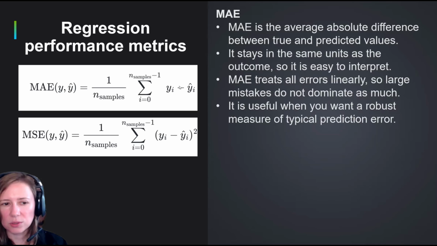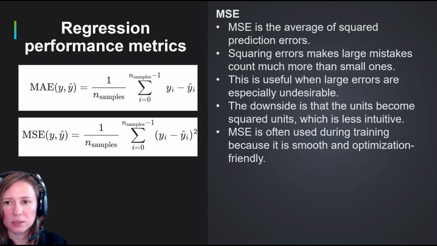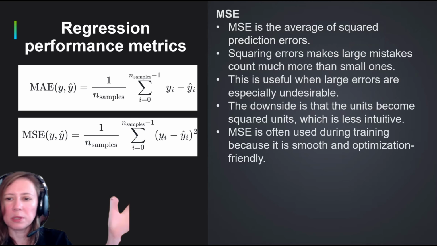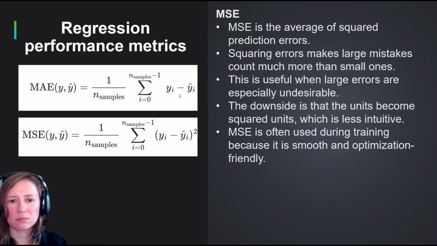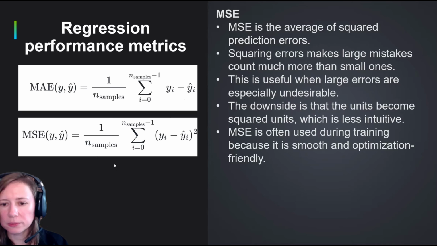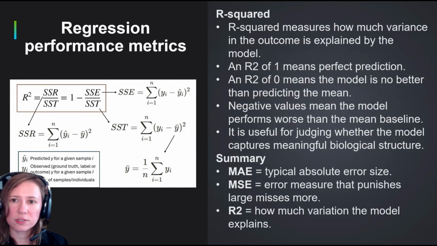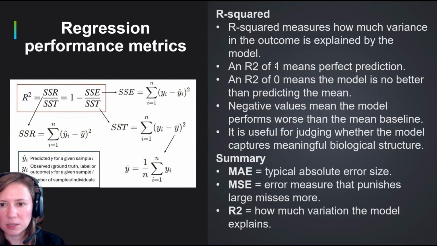So you get a more intuitive notion of how wrong the model is relative to this range or size of the continuous outcome. And then the mean squared error is the average of these squared prediction errors. It will amplify those larger mistakes. So it's not a linear calculation of the amount of error anymore. But then it's more difficult to interpret. It's less intuitive. And then we have the R-squared, which is a measure of how much the variance in the outcome is explained by the model.